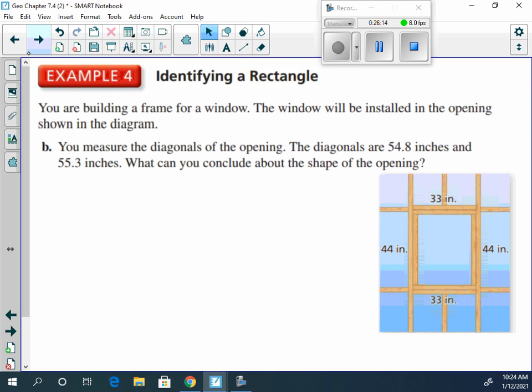Okay. For those of you who noticed a little bit farther down on the page, they gave us some different information this time, yes? You measure the diagonals of the opening. The diagonals are 54.8 inches and 55.3 inches. Can you conclude the shape of the opening now? Can you conclude now? No, because what? The diagonals have to be what? Congruent, because for it to be a rectangle, the diagonals have to be the same. So the diagonals aren't the same, so that means this cannot be a rectangle. Yep.